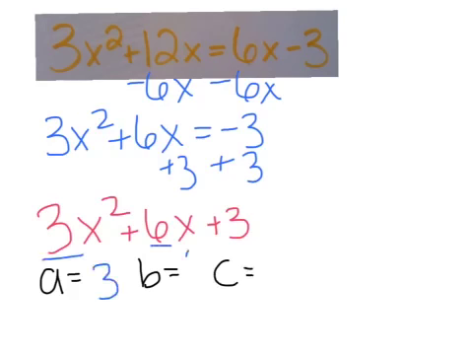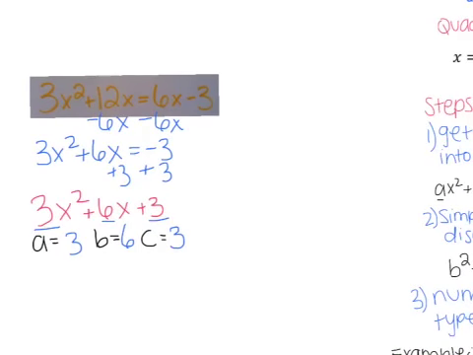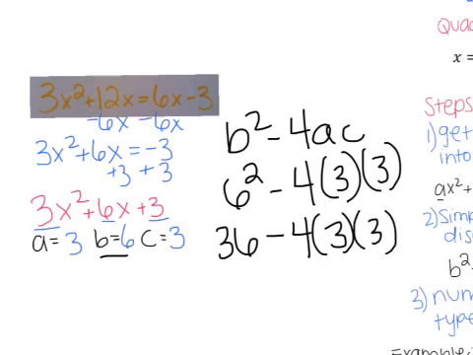So now we can plug it in to the discriminant. And the discriminant is b squared minus 4ac. So b is 6, so it would be 6 squared minus 4 times a, which is 3, times c, which is 3. 6 squared is equal to 36 minus 4 times 3 times 3. 4 times 3 is 12. Times 3 is 36, so it would be 36 minus 36, which equals 0.